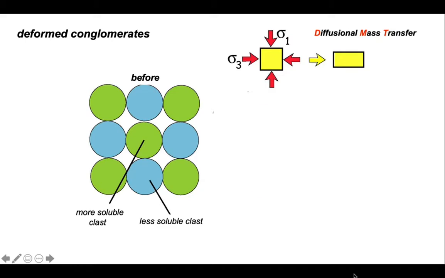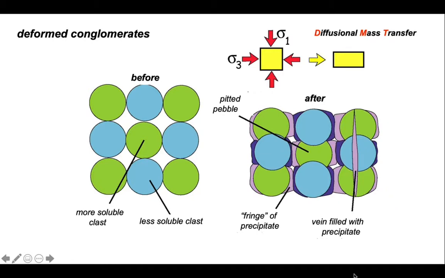So let's impose some deformation. After deformation, the grain boundaries that are horizontal will have seen the maximum compressive stress, so those are the ones that have indented. The grain boundaries that are vertical face onto the sigma 3 direction, so those are the sites where the fringes of newly precipitated material will occur. In addition, the grains may crack open, in which case veins will open in a direction perpendicular to sigma 3, filled with precipitate. Let's see if we can recognise these features in a deformed conglomerate.